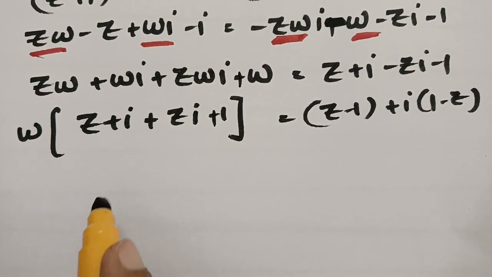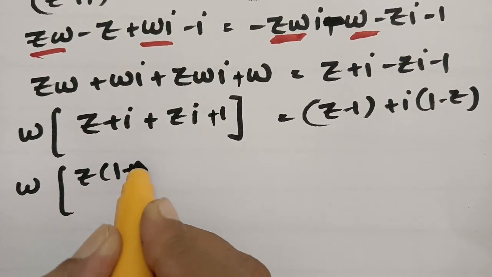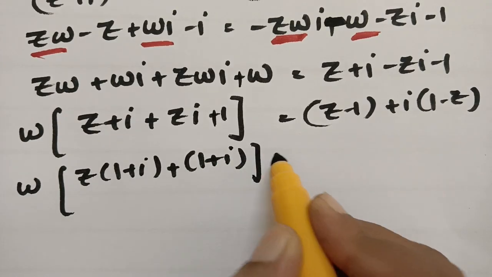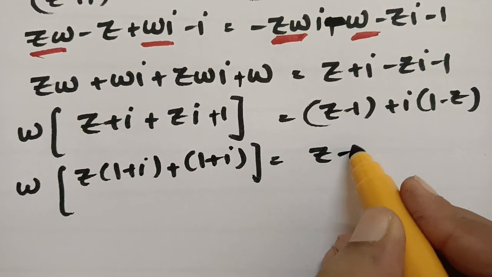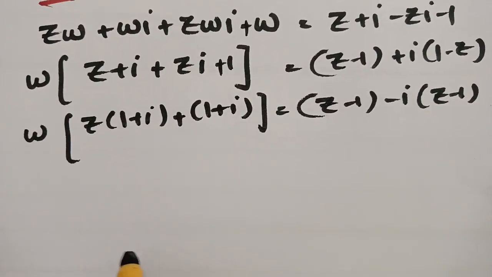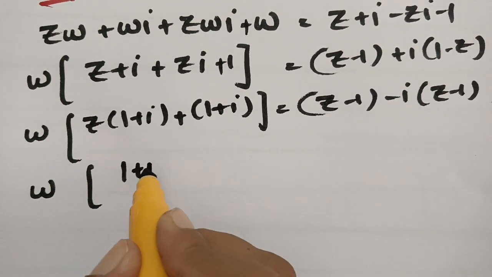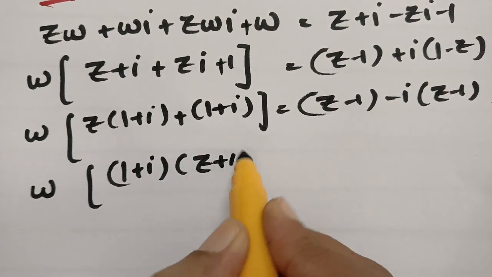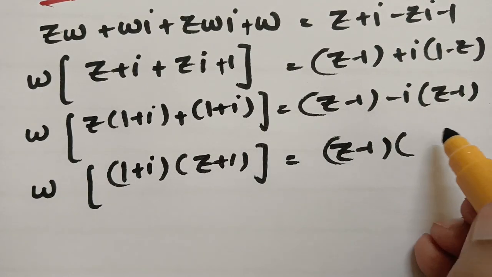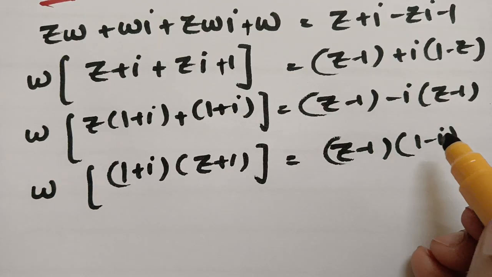Now it's okay. So here w, if I take z common here, this will be 1 plus i, and here also this is 1 plus i. Clear? And here this is z minus 1. If I take minus common, this will be z minus 1. And see, w value here is, if I take 1 plus i common, this will be z plus 1. So here if I take z minus 1 common, this will be 1 minus i. So this value is going to become 1 minus i.